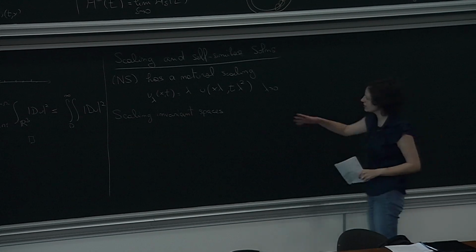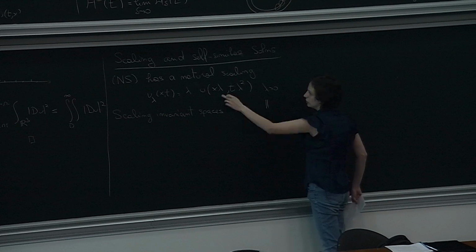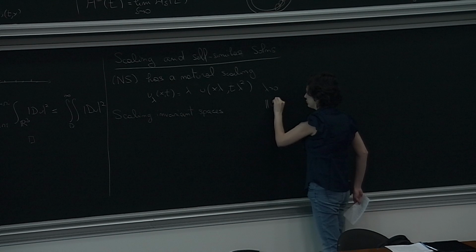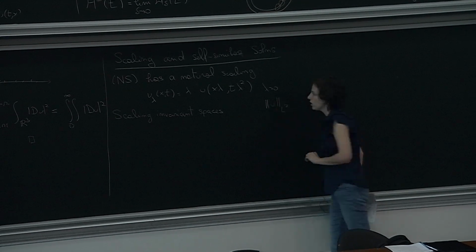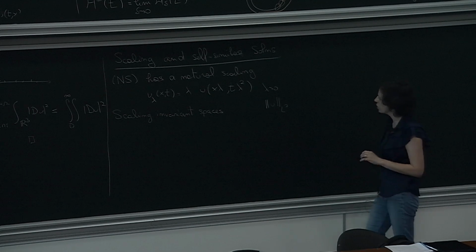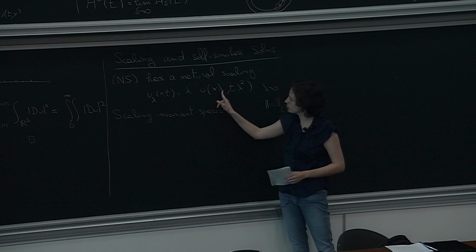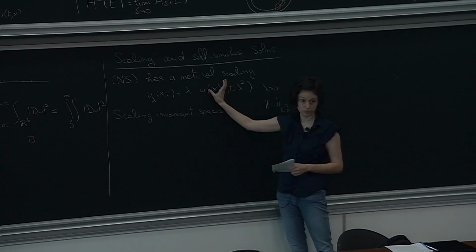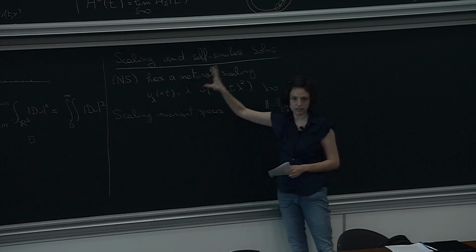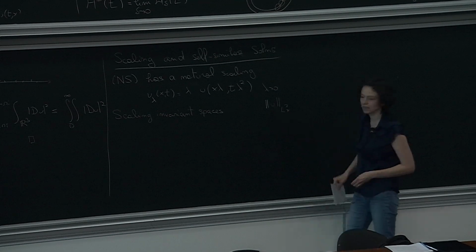When you consider this scaling in R3, now imagine I freeze time. I consider the L3 norm in space. When I consider the L3 norm, I have a lambda to the 3 coming from the scaling, from the change of variable in x, and a lambda to the -3 in front, because I'm looking at the L3 norm. They cancel. So this is a scaling invariant quantity.